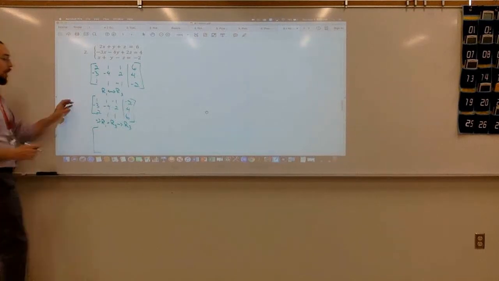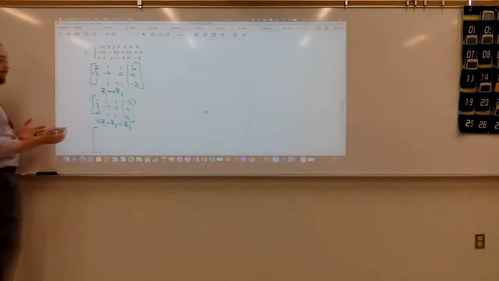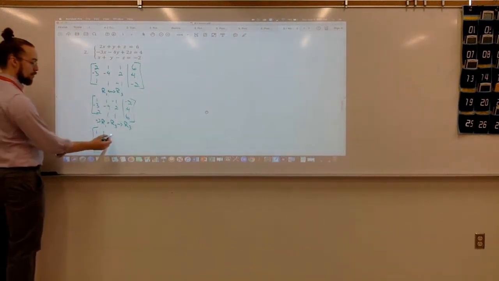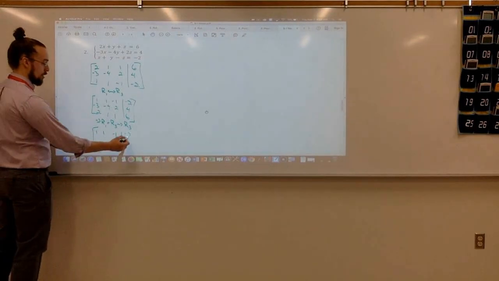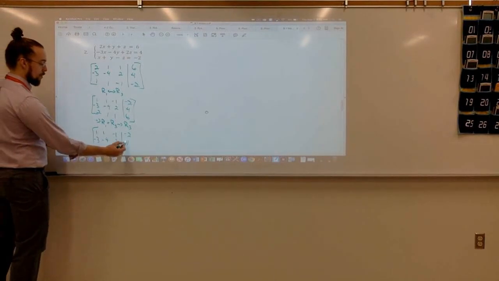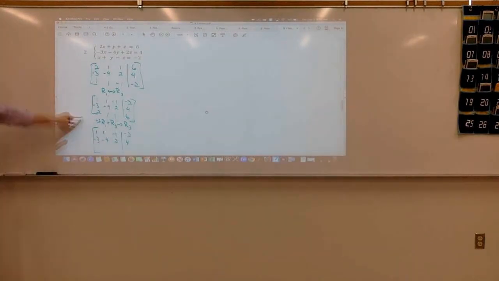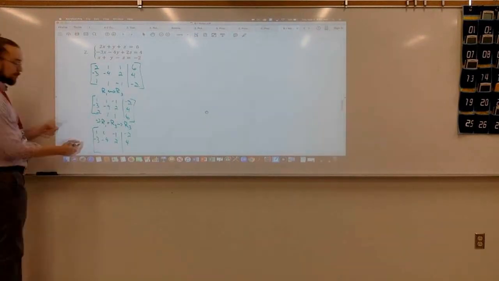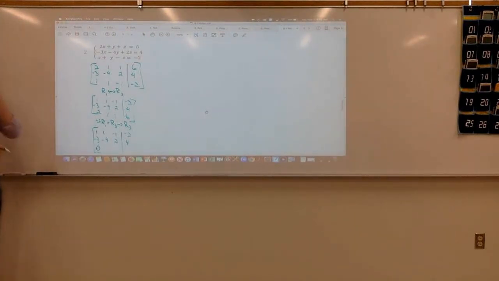Okay, so I'm not changing the first or the second row. Those are going to stay the same. So 1, 1, -1, -2, -3, -4, 2, 4. But now I'm going to take -2 times the first one and add it to the third one. So that'll be -2 plus 2 is 0.